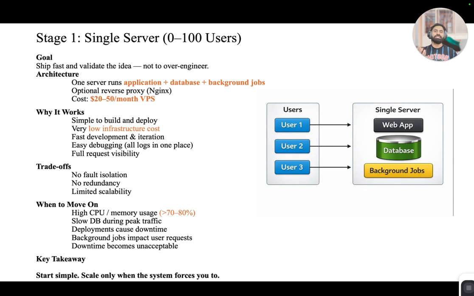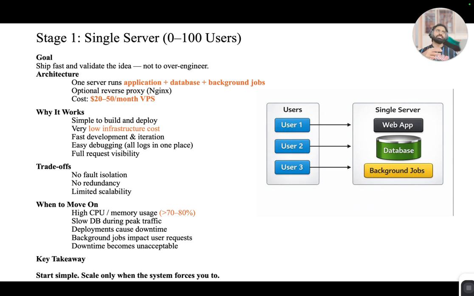So typically you will see a backend framework like Django, Rails, Express, or Spring Boot handling the request, or it can be a database like MySQL, NoSQL, or PostgreSQL, basically for storing the data, and background workers handling asynchronous tasks like email, image processing, notification. So all running on one virtual machine. And most teams use a basic cloud server from a provider like AWS or DigitalOcean.